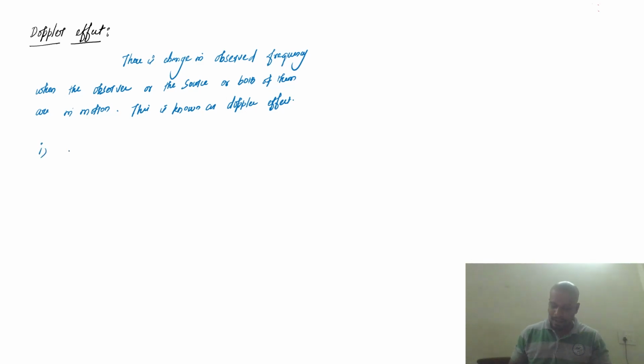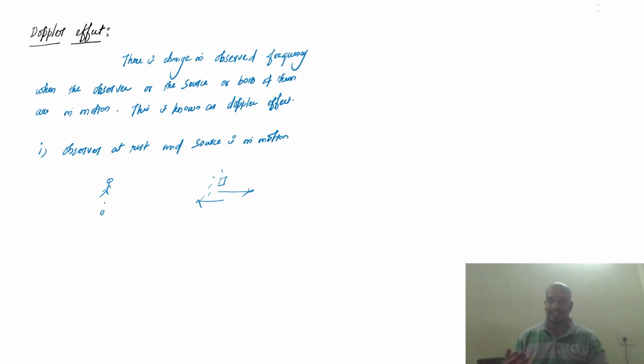The first case: observer at rest and source in motion. That means, suppose the observer stands here at the point O. For the sound wave, you can consider a speaker producing the sound. The speaker is either moving away from the observer or towards the observer. So in these cases, we can observe that there is a change in frequency compared to the original frequency.